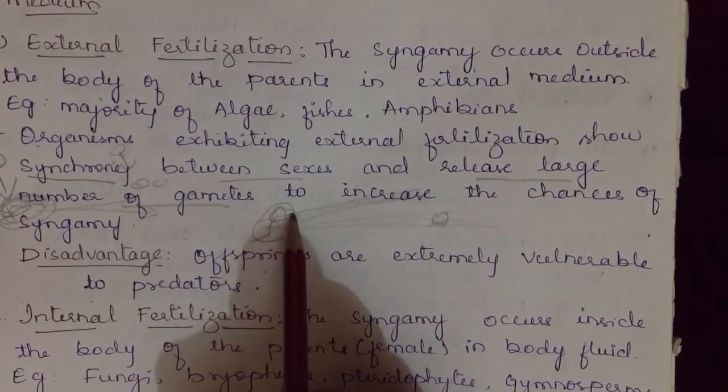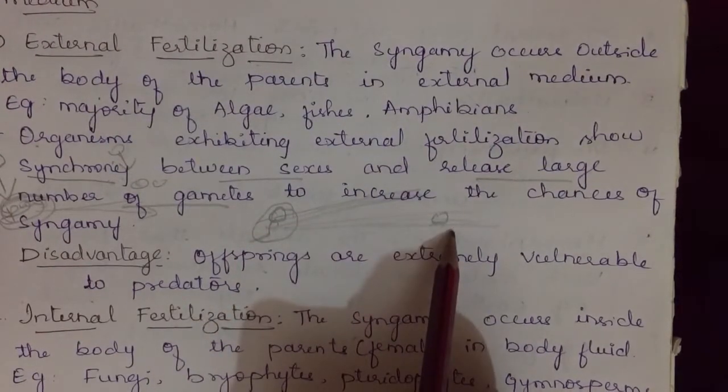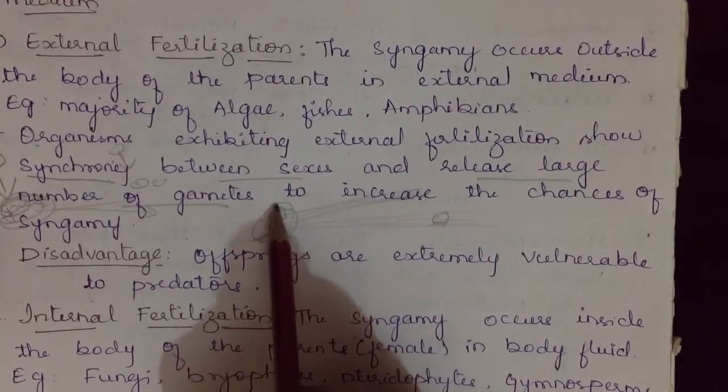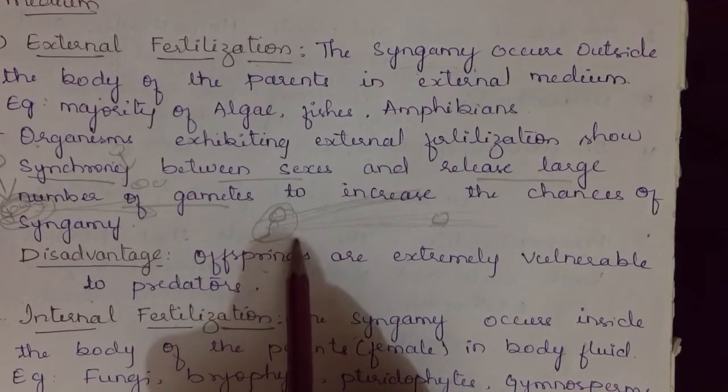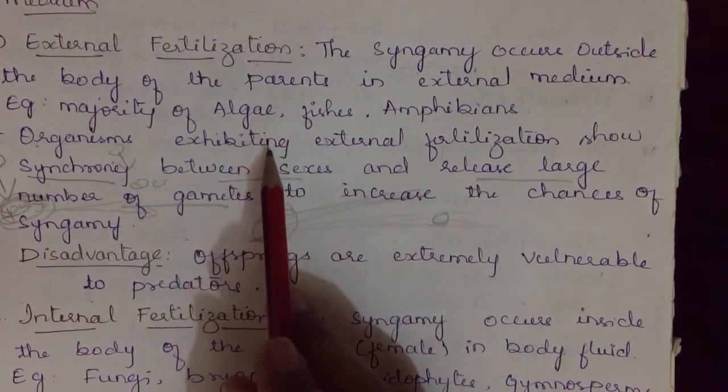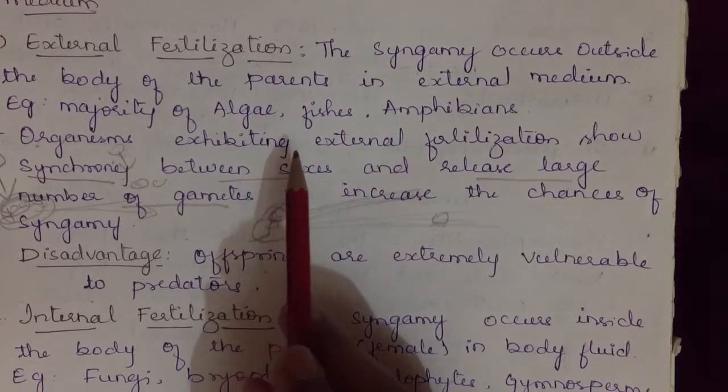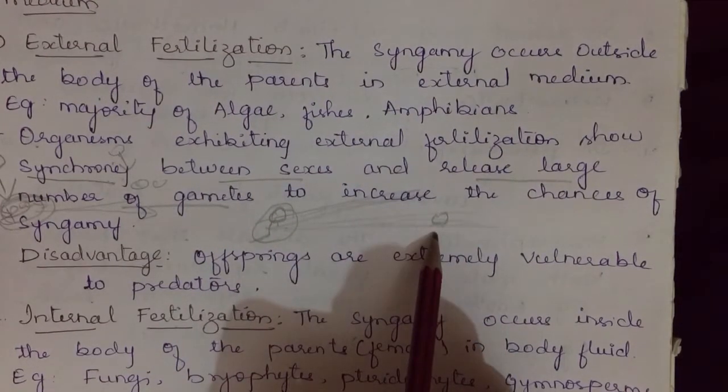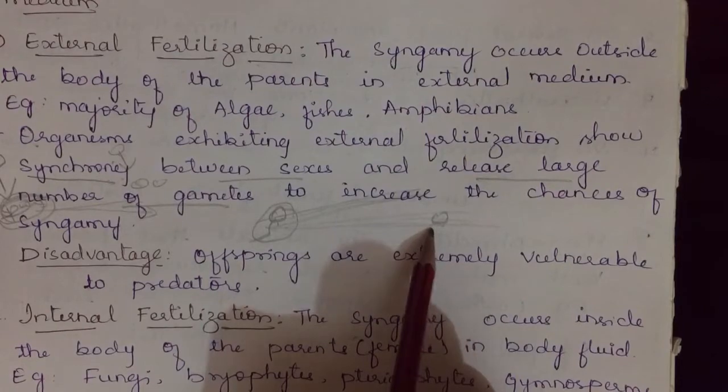So, to increase the chances of fertilization, a large number of gametes will be produced in external fertilization, to increase the chances of syngamy. Hope you got this.